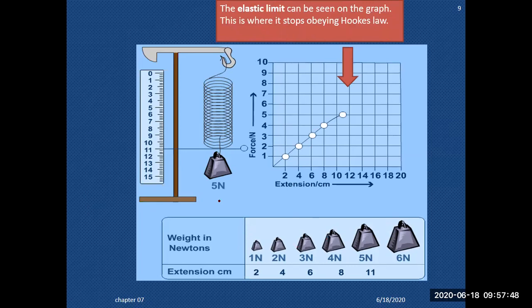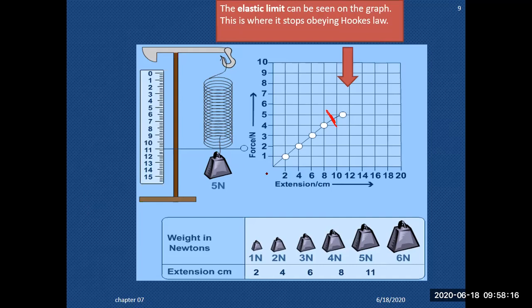When you apply 5 Newton, the graph is no more a straight line. It means the deformation is produced in the spring. It is not moving back to its original state. The elastic limit can be seen on the graph. This is where it stops obeying Hooke's law, where the straight line ends. This is the point where Hooke's law ends. It is applicable only when the stress and strain are directly proportional.